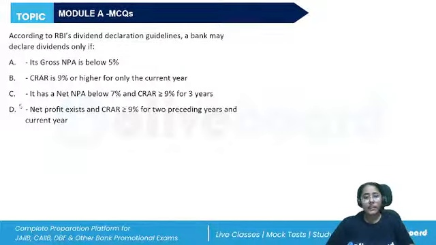Again, when we are talking about the shareholding in the banking companies or the commission, brokerage, discount, payment of dividend, all of these points are very important. The institute can ask you a direct question. All right.